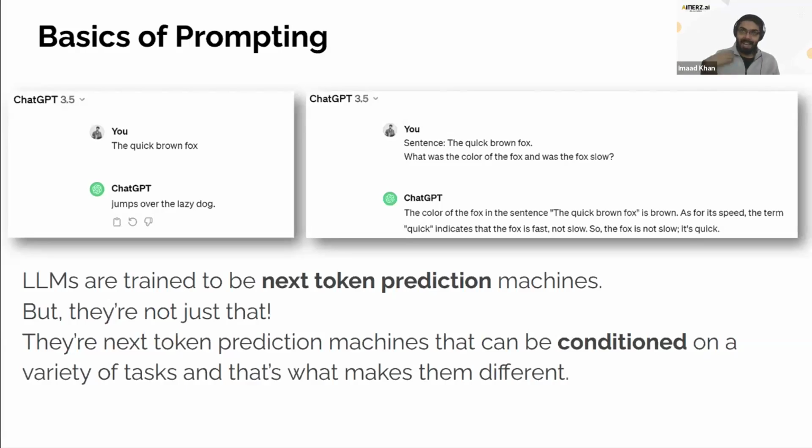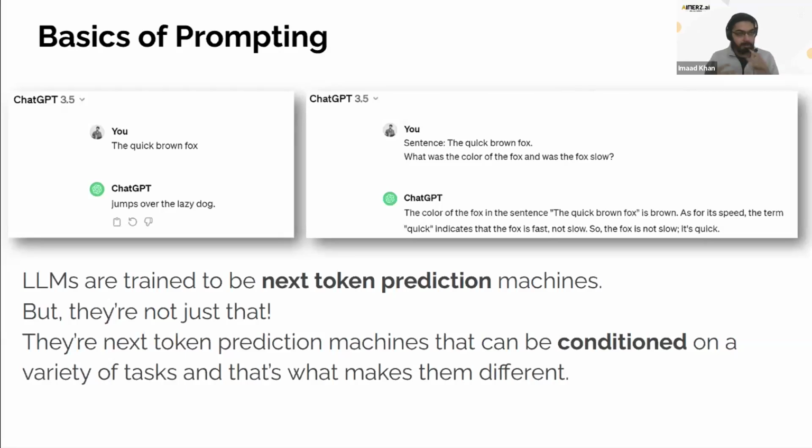But if you just Google this sentence, the quick brown fox jumps over the lazy dog, you will see that this is a very popular sentence. It is popular because in this sentence, you will find the use of all the alphabets from A to Z. And that's why this is a very popular statement that you will find across the internet, discussed in different forums.